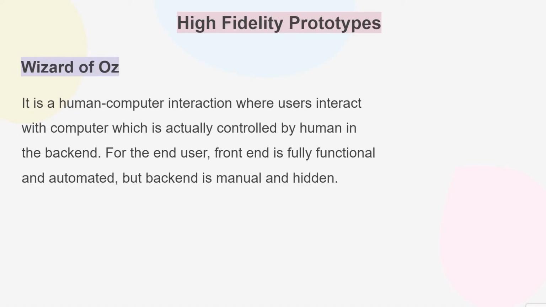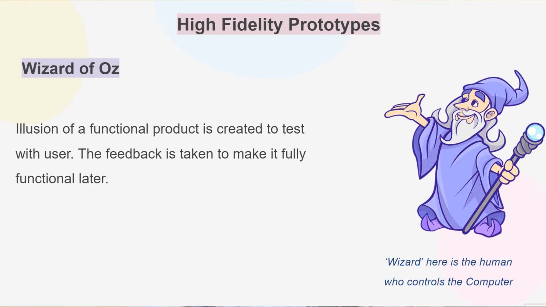Next on the list is Wizard of Oz. It is a human-computer interaction but with a catch. The users interact with a computer which is actually controlled by a human in the backend. For the end user, the front end is functional and automated, but the back end is manual and hidden. An illusion of a functional product is created to test with users. The feedback is taken to make it fully functional.